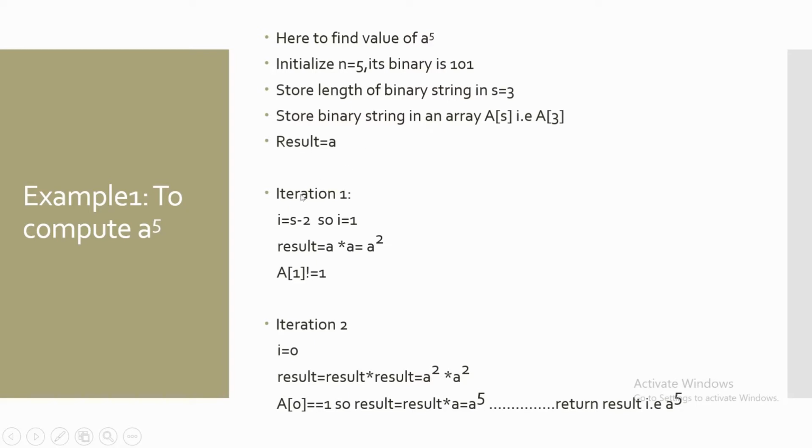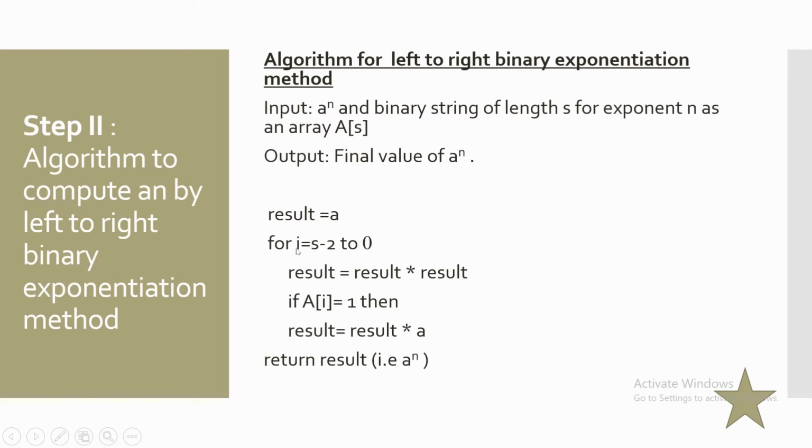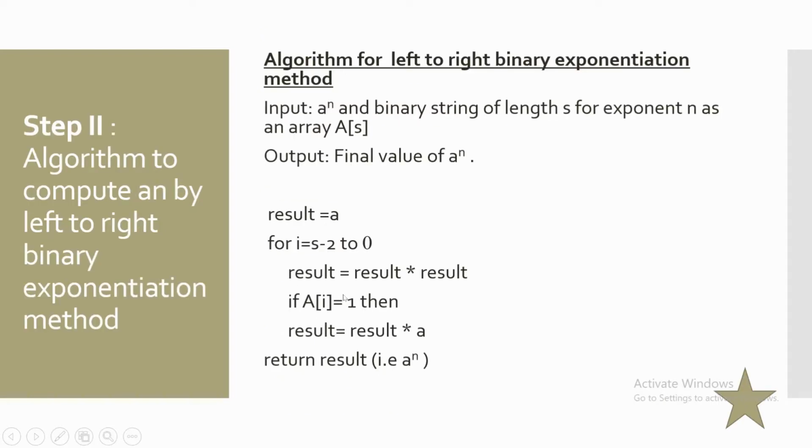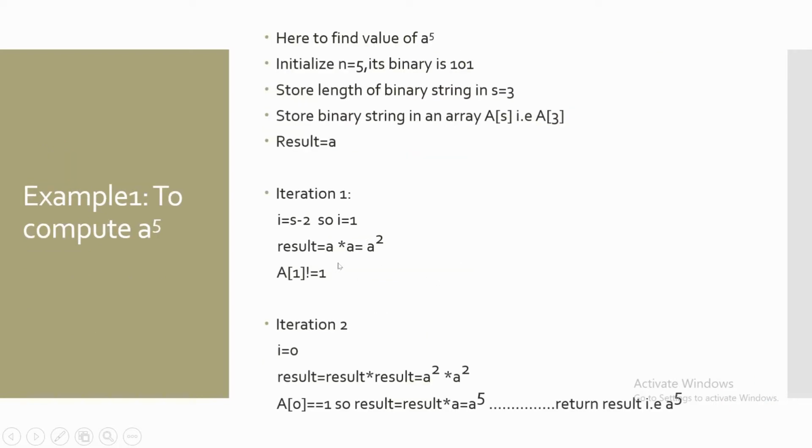Now the first time this loop will run, what will be the value of i? s is 3, 3 minus 2 is 1. That means my loop will go from 1 to 0, right? That's what I told you. It is coming from left to right, so the high value will come first, then the low value. So here i is 1. What is our formula? It will go inside. Result will be result into result. Result value is a, so it will become a into a, so result will become a square.